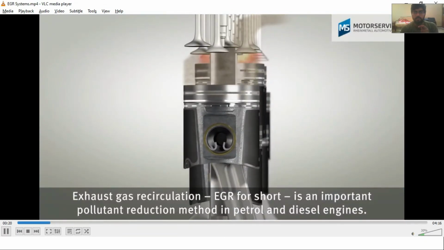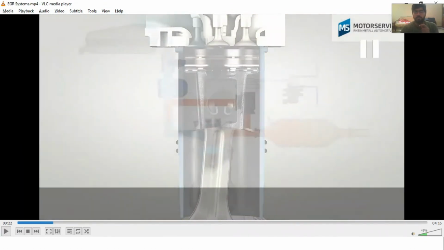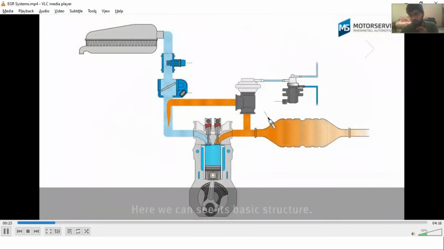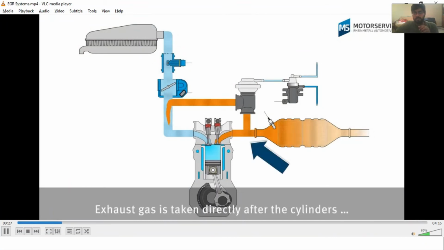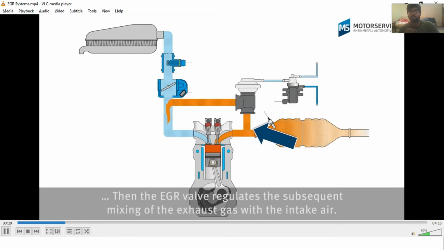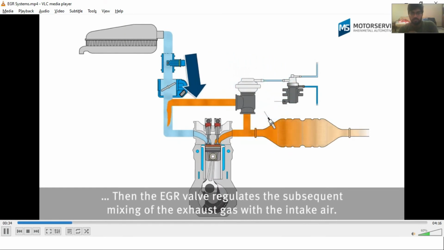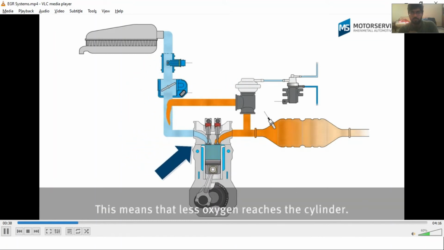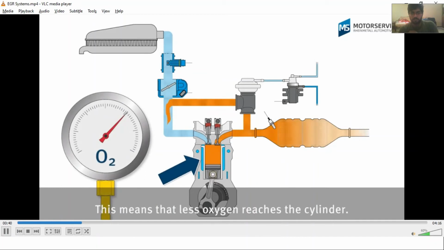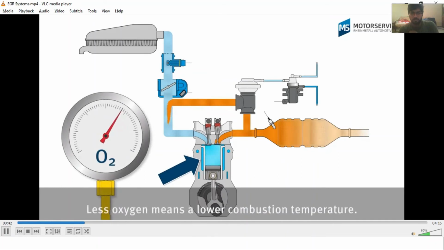In petrol and diesel engines. So they can be used in petrol and diesel engines as well. Here we can see its basic structure. Exhaust gas is taken directly after the cylinders. Then the EGR valve regulates the subsequent mixing of the exhaust gas with the intake air. This means that less oxygen reaches the cylinder. Less oxygen means a lower combustion temperature.